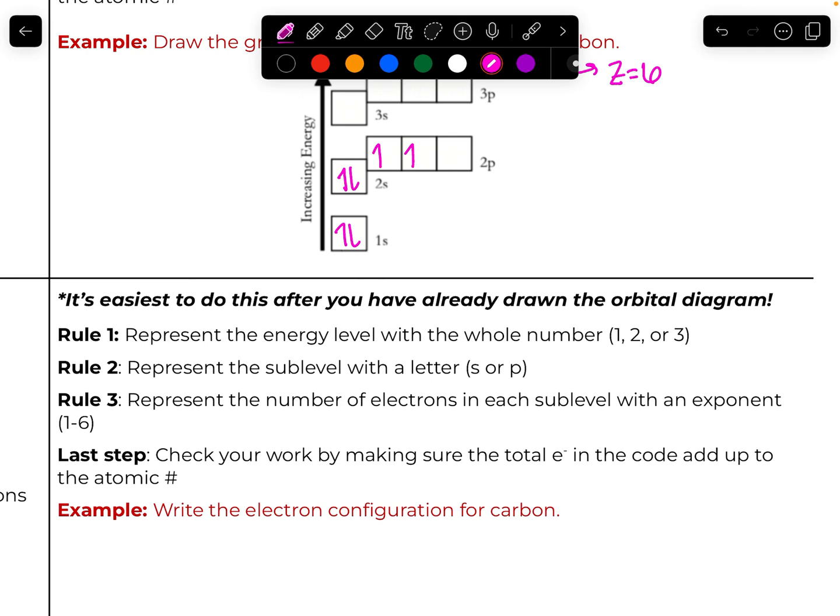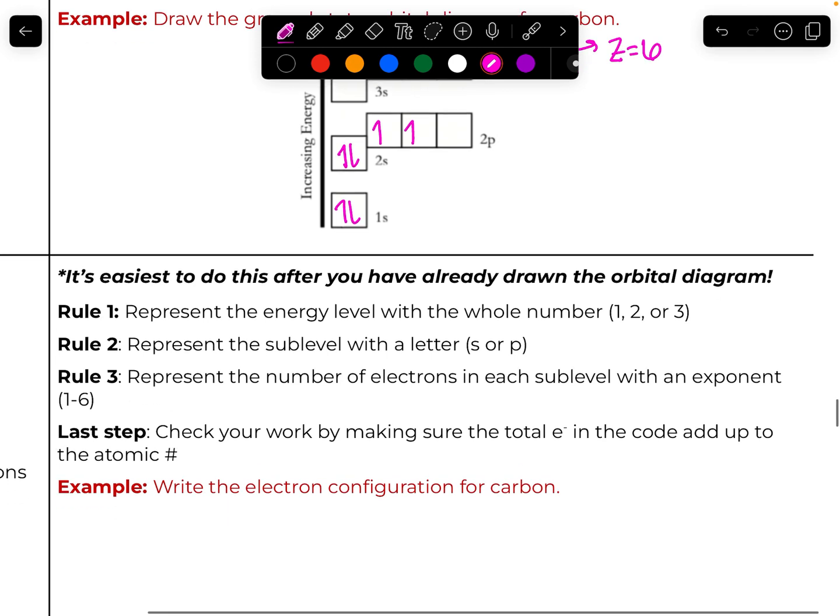That's exactly what an orbital diagram is to making an electron configuration. So energy levels are represented by whole numbers, right? 1, 2, 3. Your sublevels are represented by your letters, S, P, D, F. And then your number of electrons is represented as a superscript, as an exponent. Total number of electrons in the orbital, that's how many electrons you put as your superscript.